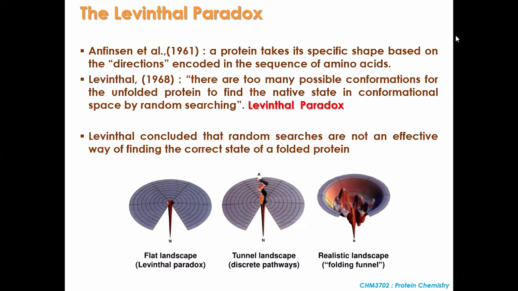And Levinthal came by saying that there are too many possible conformations. It's impossible that the protein can have a certain structure without a certain mechanism or without any help. So that's why Anfinsen and Levinthal complement each other. What Anfinsen says is correct, but Levinthal came with the question, how? It's easy to say, but how? So that's why Levinthal asked this question, and we call it the Levinthal paradox.